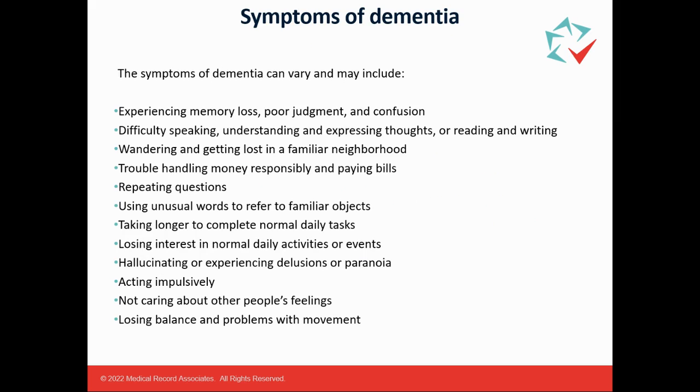So let's talk about some symptoms of dementia. Experiencing memory loss, poor judgment and confusion, difficulty speaking and understanding and expressing thought or reading and writing, wandering and getting lost in a familiar neighborhood, trouble handling money, responsibility, and paying bills, repeating questions, using unusual words that refer to familiar objects, taking longer to complete normal daily tasks, losing interest in normal daily activities or events, hallucinating or experiencing delusions or paranoia, acting impulsively, not caring about other people's feelings, losing balance and problems with movement.